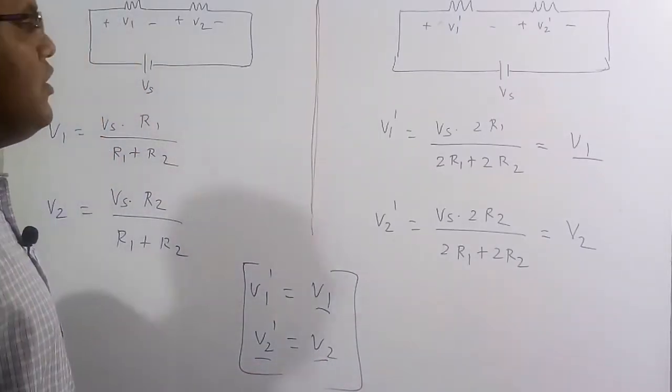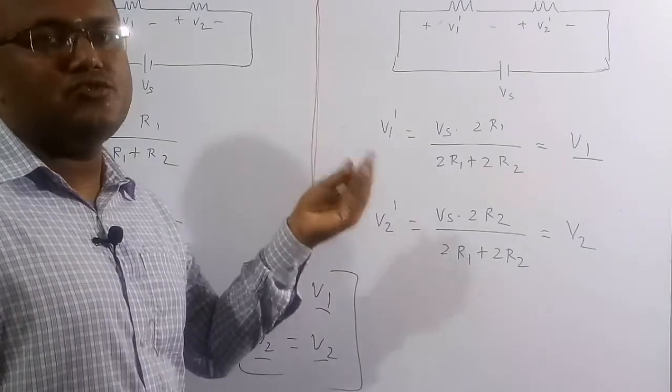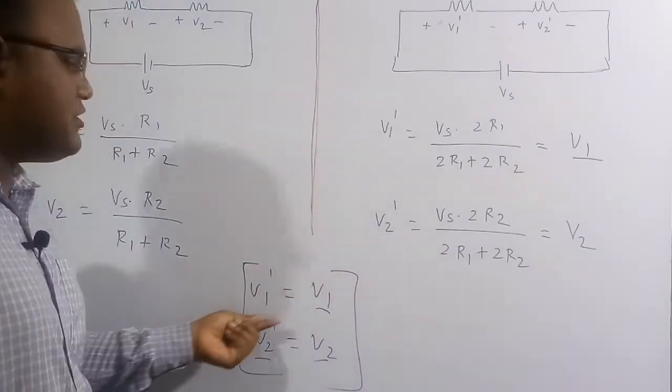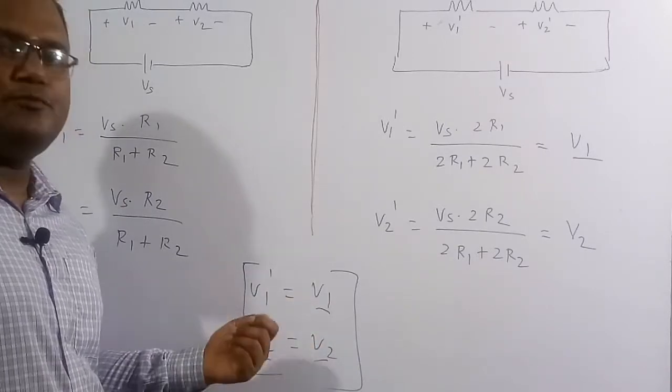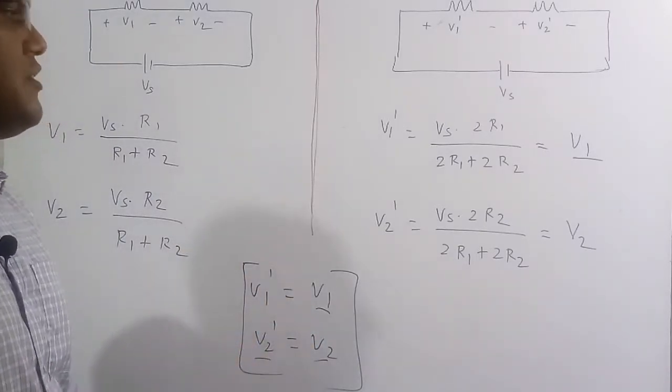It means that even if you change the resistance to a double value, we still get the same previous voltages, V1 and V2. So this is the correct solution of this question.